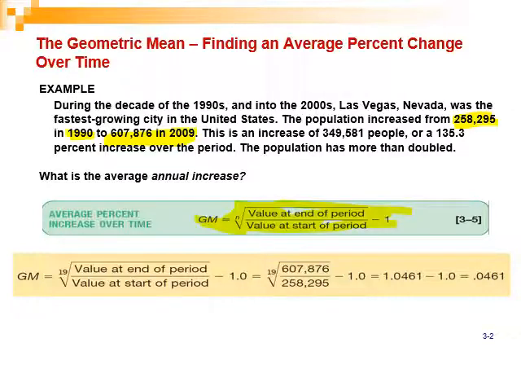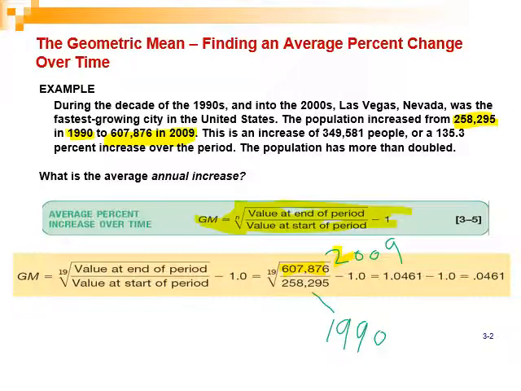Now we have a value at the beginning, in 1990, and the ending value, which is for 2009. We will apply the geometric mean for the annual increase using this rule. The value at the end of the period, which is 607,876 in 2009, over the value of the starting period, which is 258,295 in 1990, and we take the nth root of this.